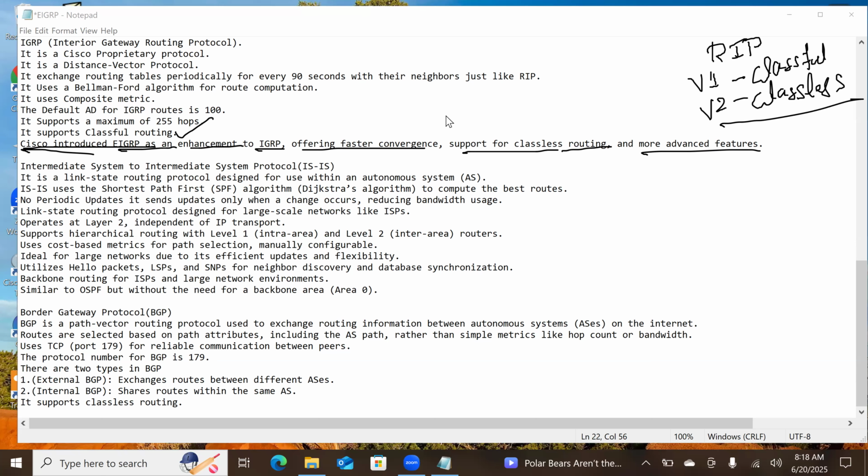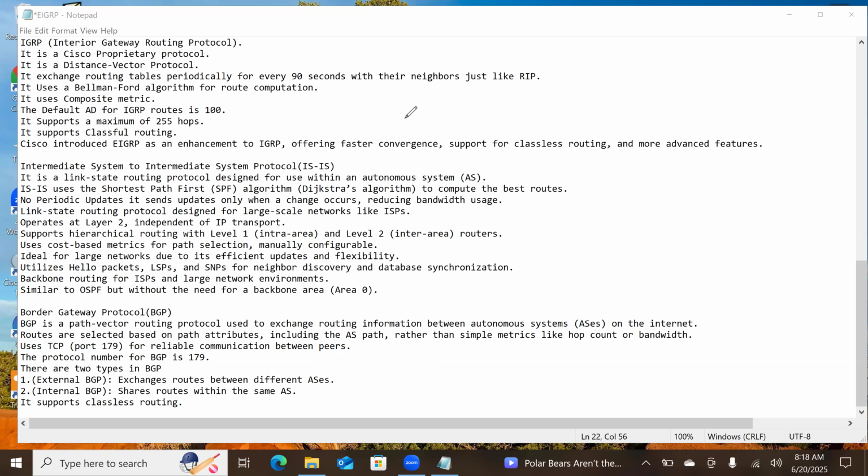Next we have ISIS. It is a link state protocol, just like OSPF. I hope you remember that. In distance vector, we have two dynamic protocols: one is RIP and second is IGRP. In link state, OSPF and ISIS. In hybrid, we have only one, that is EIGRP. In path vector, BGP. Don't forget those.